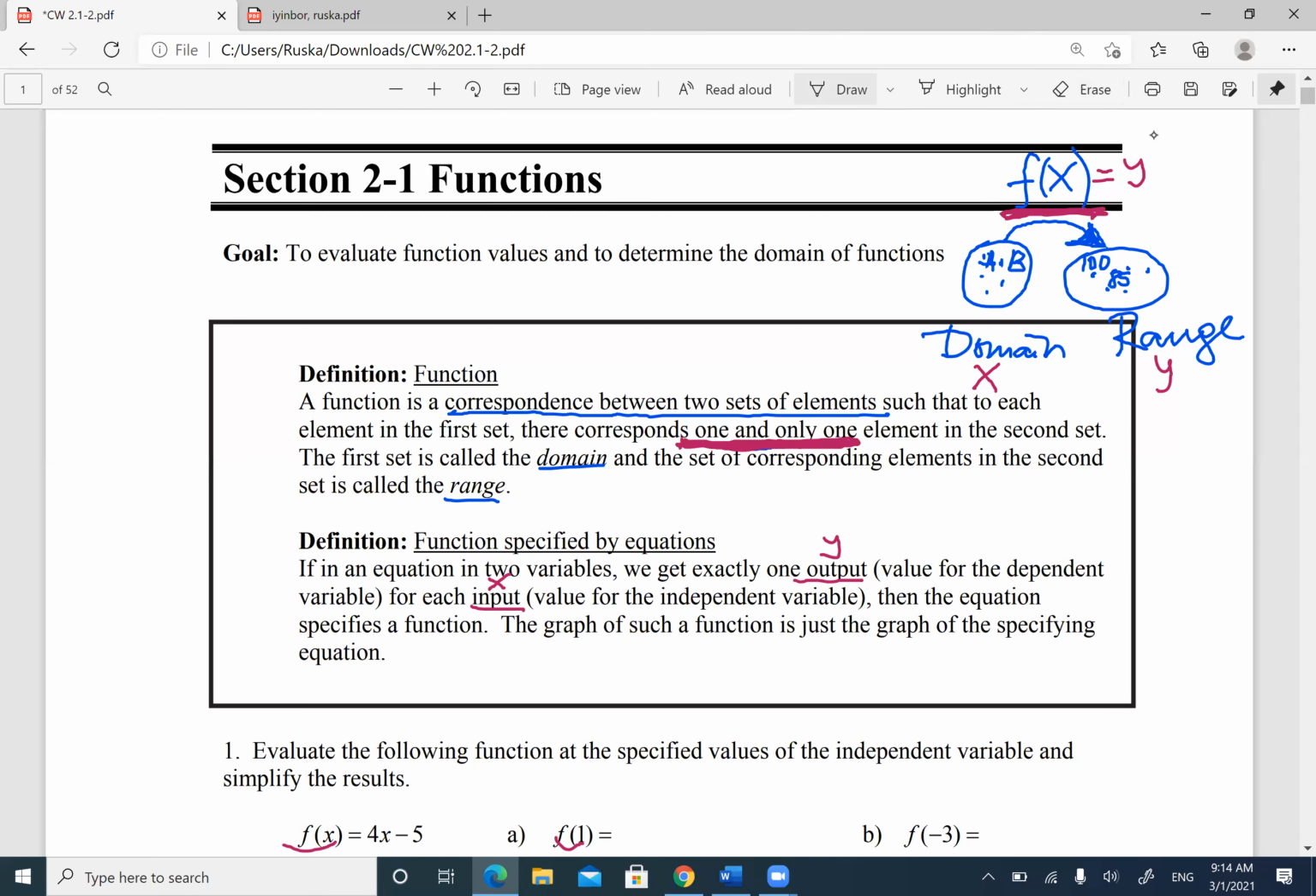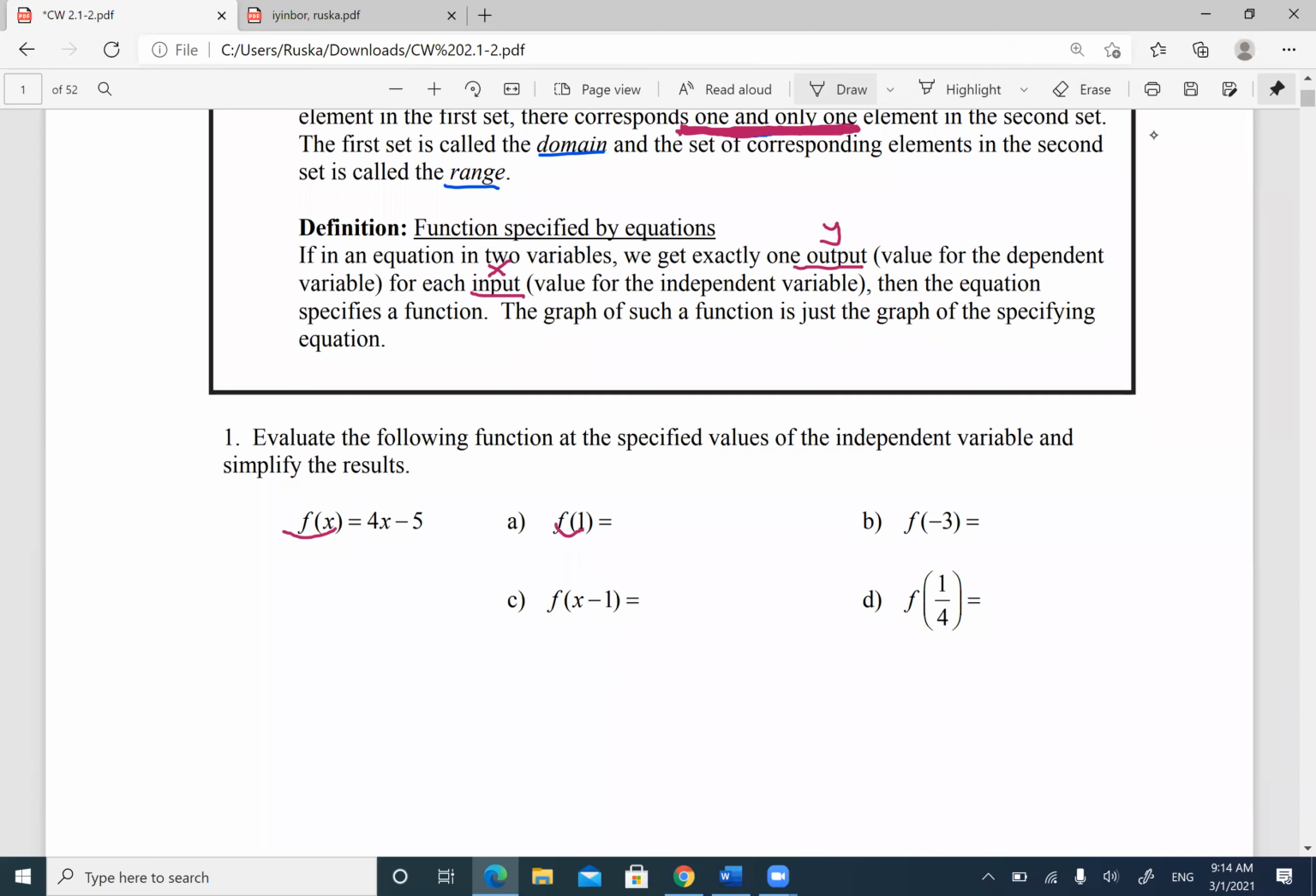let's go ahead and look at some examples of equations. So here we have the function, it's f of x given. And the equation of the function is after the equal sign.